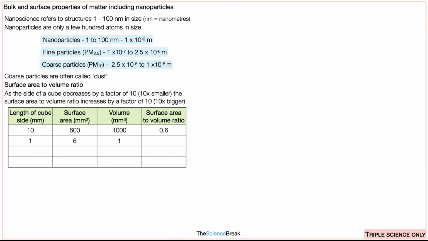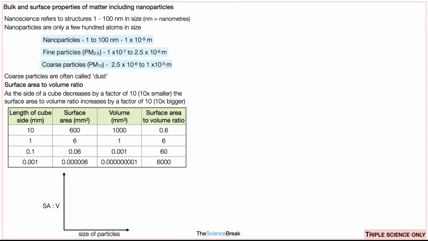If we make the length of the cube side 10 times smaller, the surface area is now 6. The volume is now 1. This is a bigger surface area to volume ratio. Again, if we decrease by times 10, we have a surface area to volume ratio which is much bigger. And if we go smaller still, the length of the cube side as 0.001 millimeters, the surface area is that, the volume is that, and the surface area to volume ratio is a massive 6000. So you can see the smaller the size of our particles, the bigger the surface area to volume ratio.